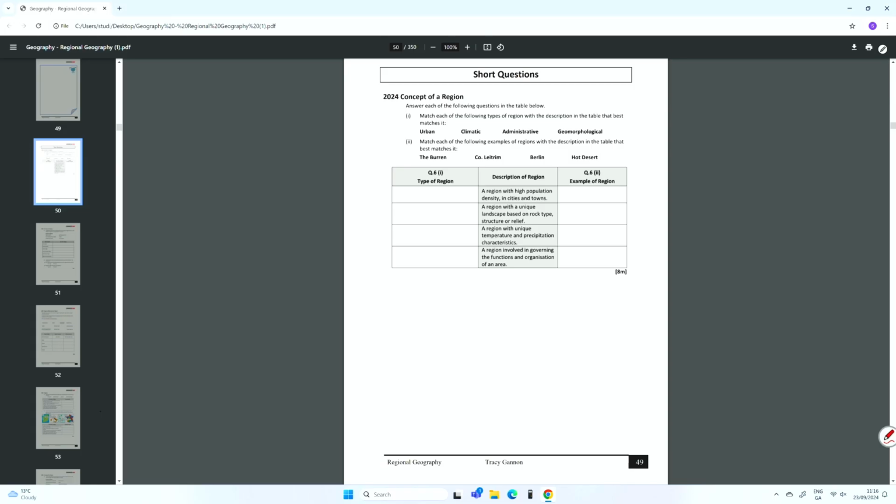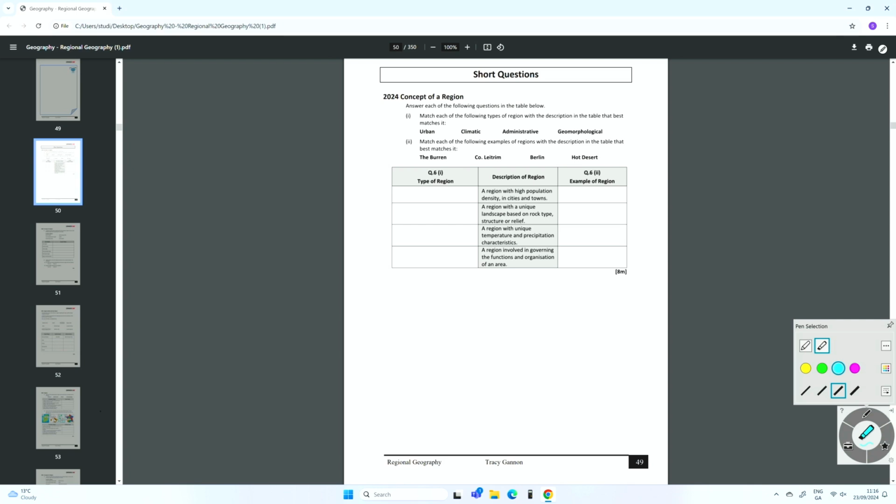So page 49, 2014's question. Let's just take a quick look. It says, answer each of the following questions in the table below. So part number 1, match each of the following types of regions with the description in the table that best matches. Second part is match each of the following examples of regions with the description in the table that best matches. Now, before we actually look at the types of regions, let me just scan through the definitions because this is actually quite important.